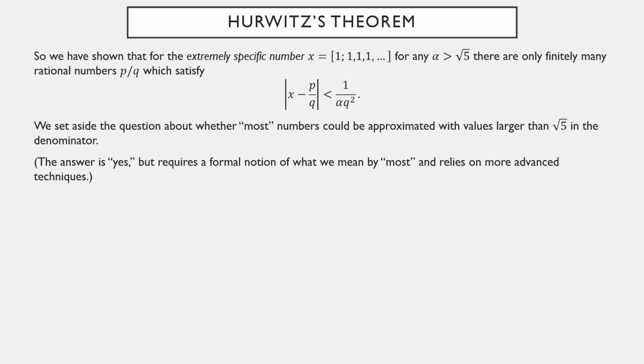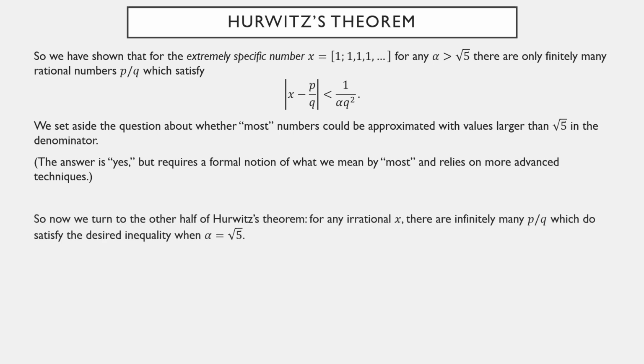So the statement of this theorem is, for every irrational x, can you satisfy this inequality infinitely many times? And since there is one specific irrational number for which any choice of alpha larger than root 5 gives an inequality that is satisfied only finitely many times, for any number larger than root 5, the answer is no. It cannot be done infinitely many times for every irrational number. So now let's look at the other half of the theorem.